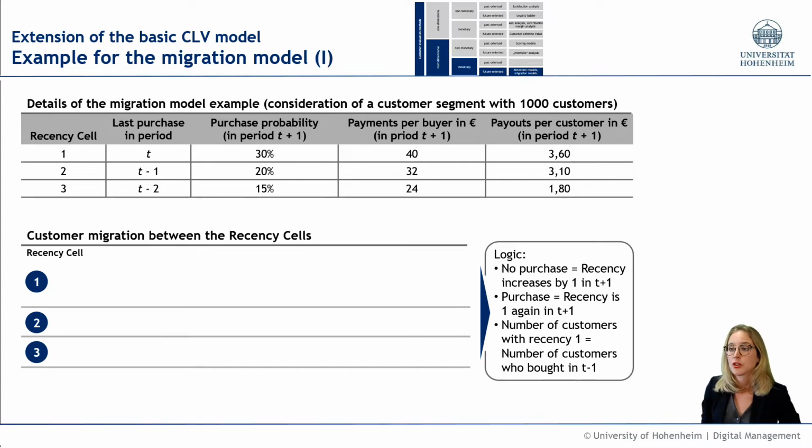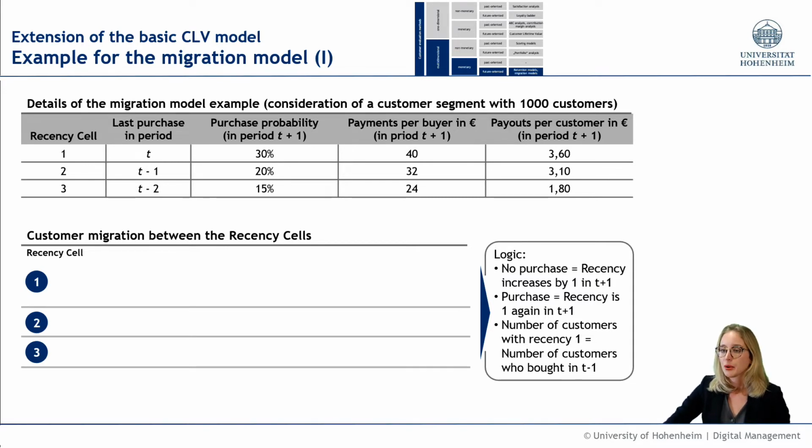So for example, the 30% probability says that customers who have purchased in the previous period have a 30% purchase probability for the next period. And then we have some numbers highlighting the payments per buyer and the payouts per customer, so the income generated by customers and the expenses one company undertook for a single customer.